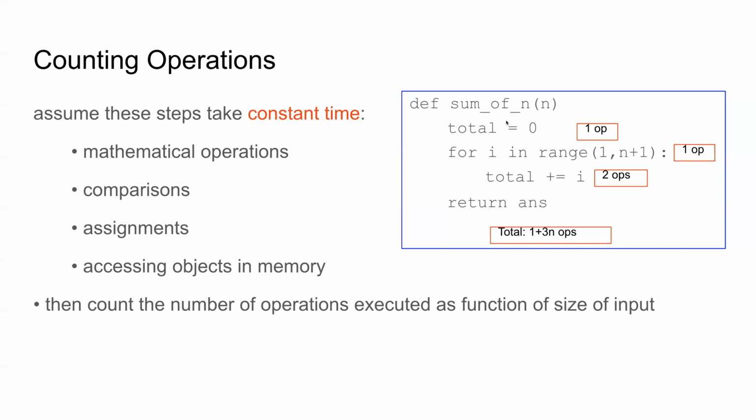For example, here, the first assignment is one operation. The for loop condition is one operation, and then the plus-equals to i is, sorry, two operations. You have to access the memory, add one to it, and return it to that memory. And then the total is 1 plus 3n, because the for loop takes n rounds. So it's 3 times n. For each round, it's 3 operations.